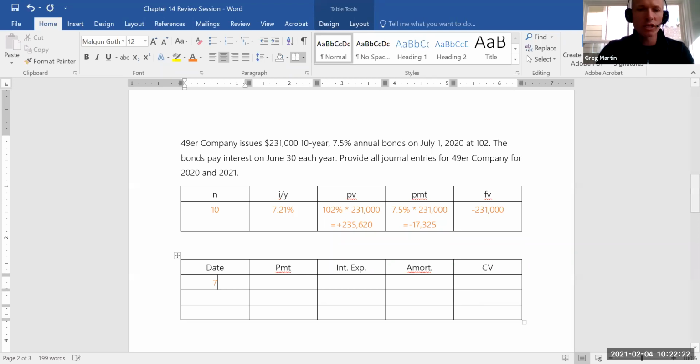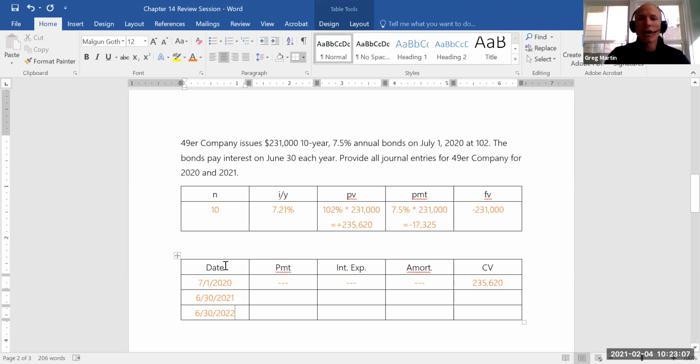So the first line, of course, is the issuance, 7/1/2020. At that date, there's no payment, there's no interest expense, there's no amortization. But of course, there is a carrying value, which is the initial carrying value, $235,620. So that's how we get started. And then we just go through our payment dates. So 6/30/2021, 6/30/2022. The reason that I can stop there is because I'm only doing journal entries through 2021. And so now I've taken myself all the way through the end of 2021, and I don't need to keep doing. Of course, there would be 8 more rows on a full amortization table. I just don't have to do that.